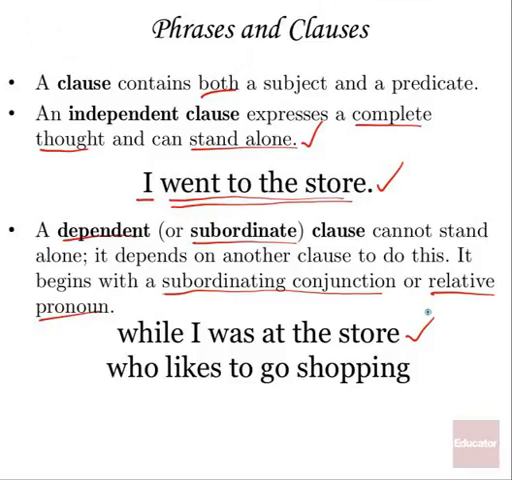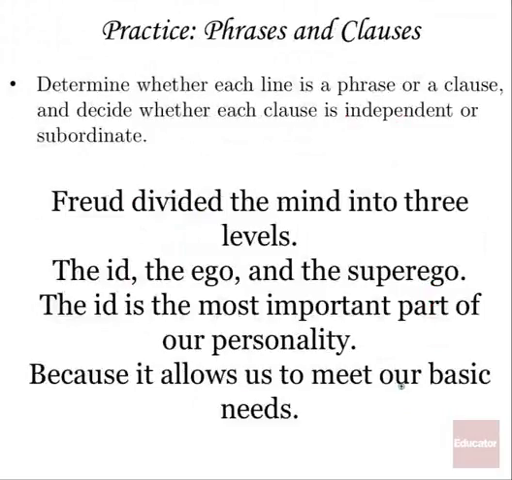Well, that could be part of a grammatical sentence, but you can't just walk up to someone on a subway platform and say, while I was at the store. They'll look at you like you're crazy. Ditto if you say, who likes to go shopping? Especially if it's not a question. Who likes to go shopping? You're just going to say, who likes to go shopping? It's a fragment. It's kind of random. It's got a subject, who, it's got a predicate, likes to go shopping, but it really doesn't make a lot of sense by itself.